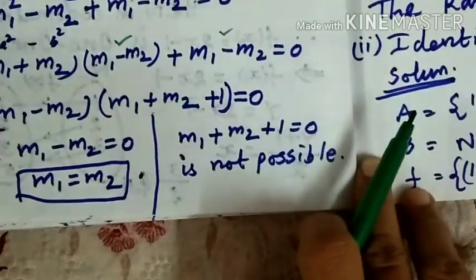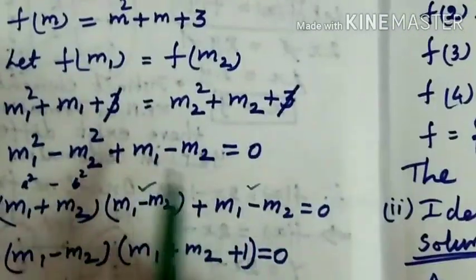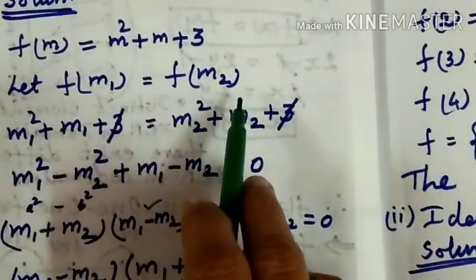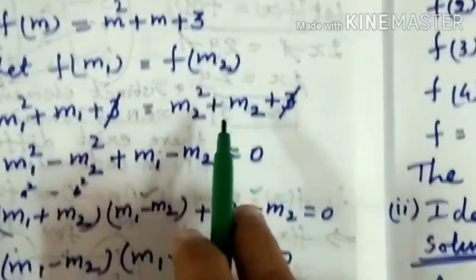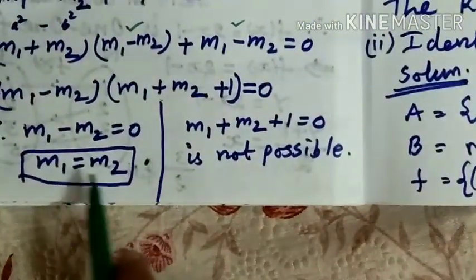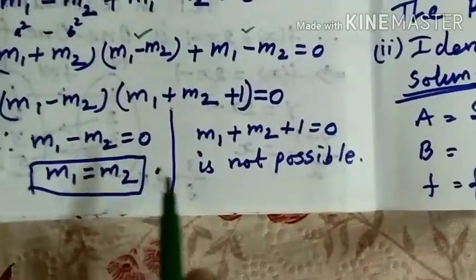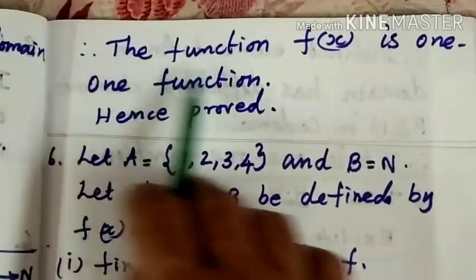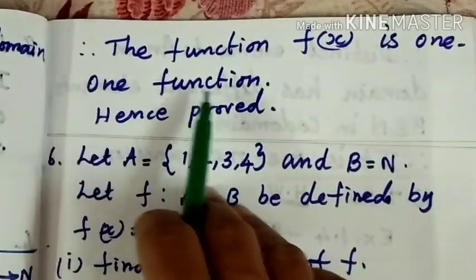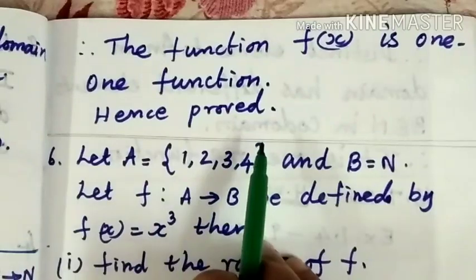See, f of m1 equal to f of m2, which implies m1 equal to m2. Therefore, it is one-one function. So the function f of x is one-one function, hence proved.